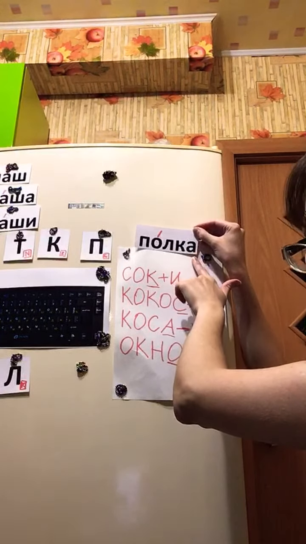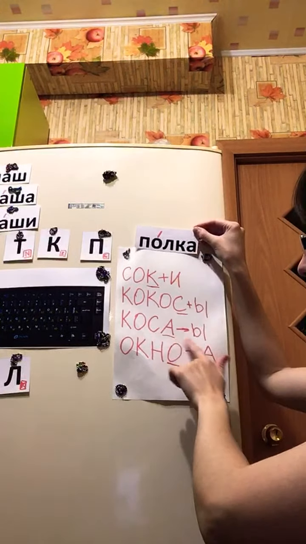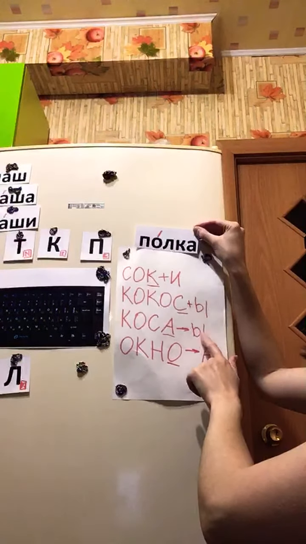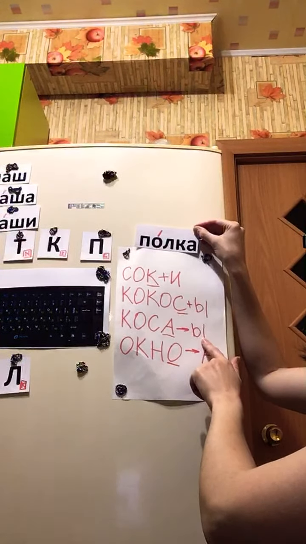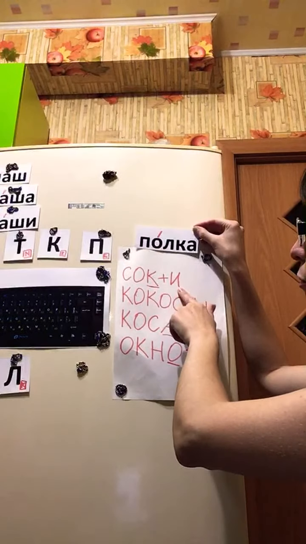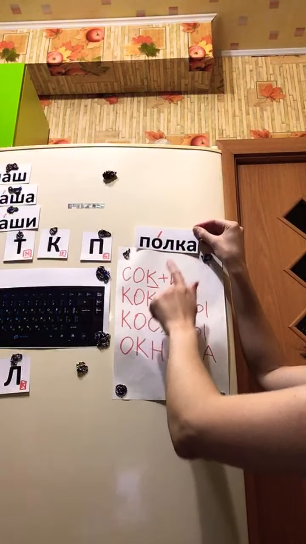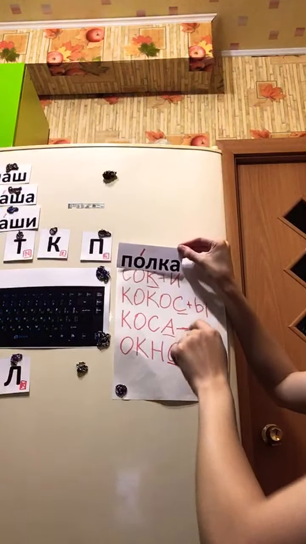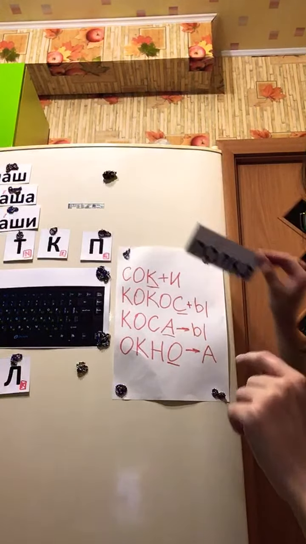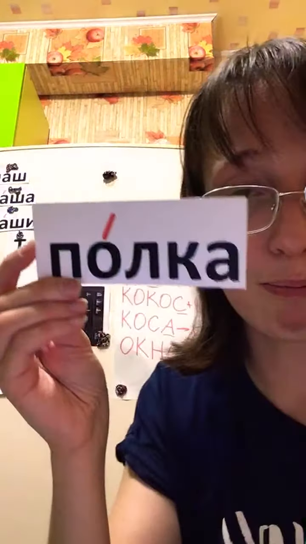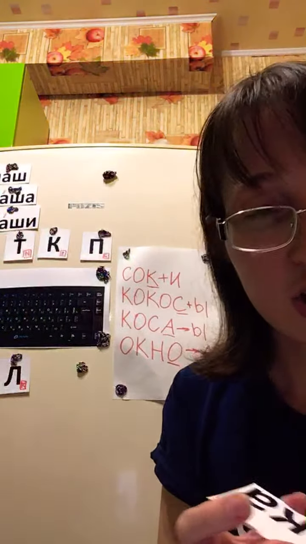It's feminine, but we don't replace a with u. We replace with e because of a letter k. We get polki, polki, okay, polki, shelves, polki.